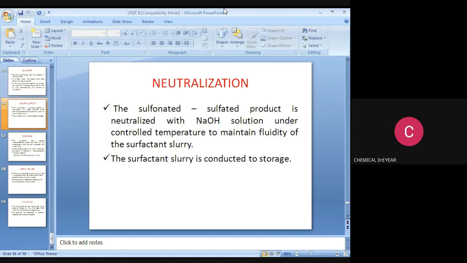Neutralization. The sulfonated or sulfated product is neutralized with NaOH solution under controlled temperature to maintain fluidity of the surfactant slurry. The surfactant slurry is conducted to storage.